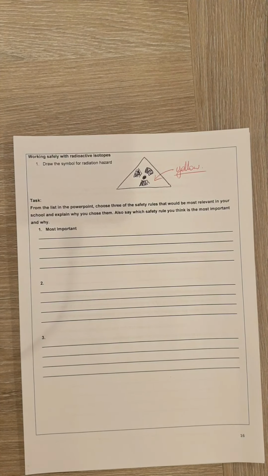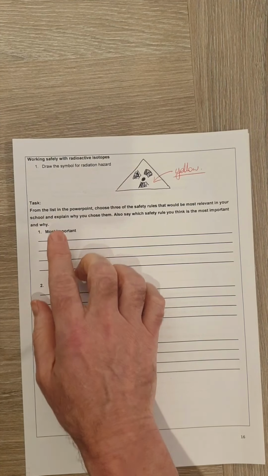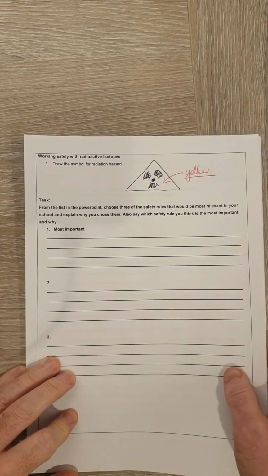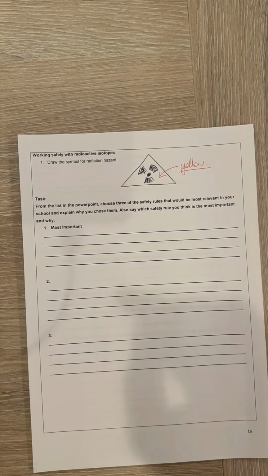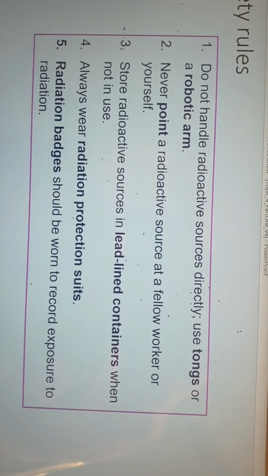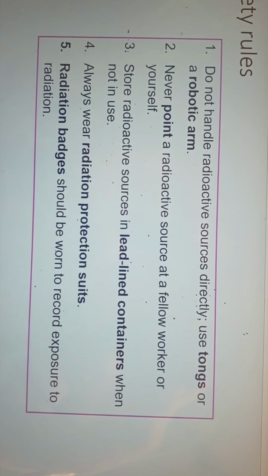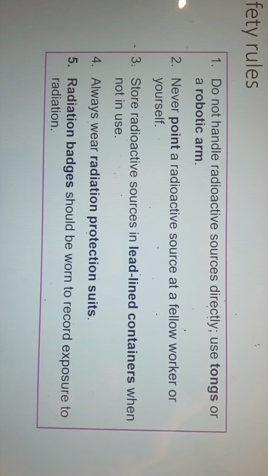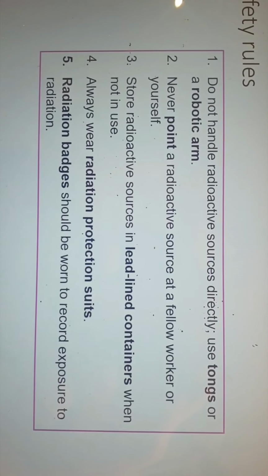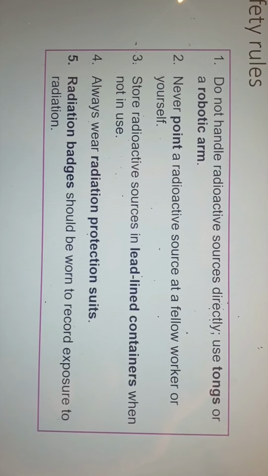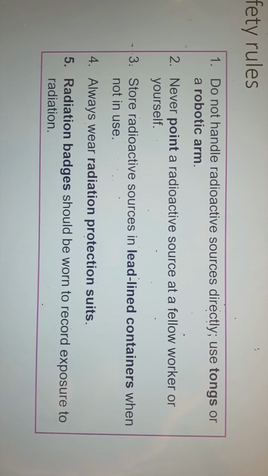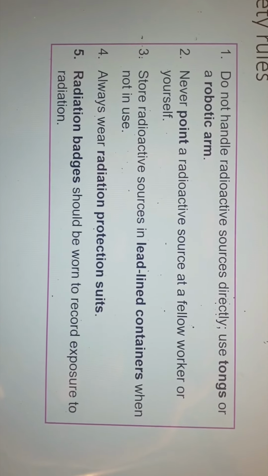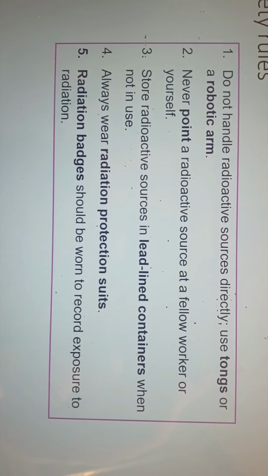Now, the next task, you had to choose from a list in a PowerPoint 3 safety rules that would be most relevant. Say which you think is the most important and why. So take a look at these on the PowerPoint. These are the 5 typical rules for using radioactive sources. The first one is to never touch it directly, to use tongs or a robotic arm. Second, never point a radioactive source at yourself or at someone else. Third, store the radioactive source in lead-lined containers when not being used. Fourth is to wear radiation protection suits. And the fifth is to wear radiation badges.